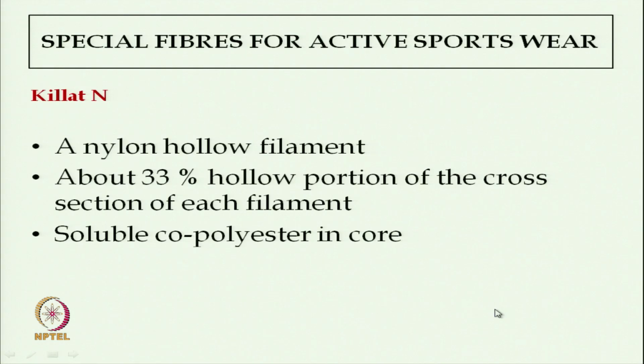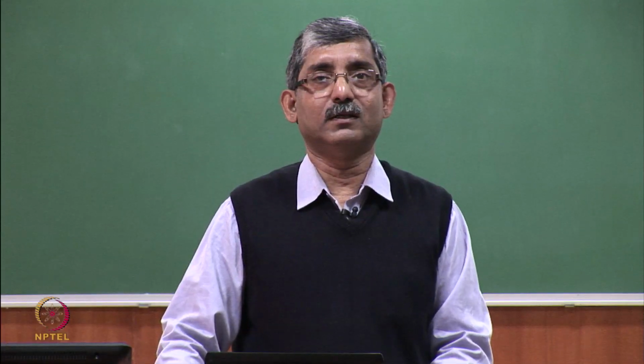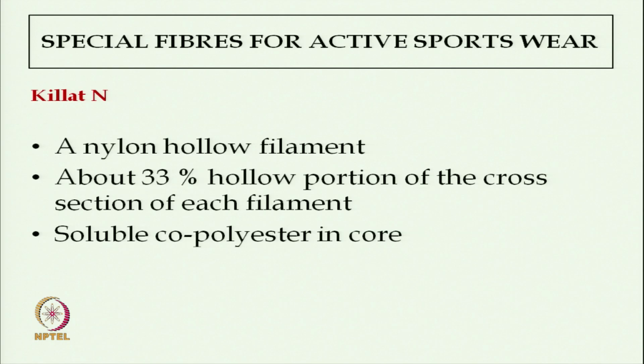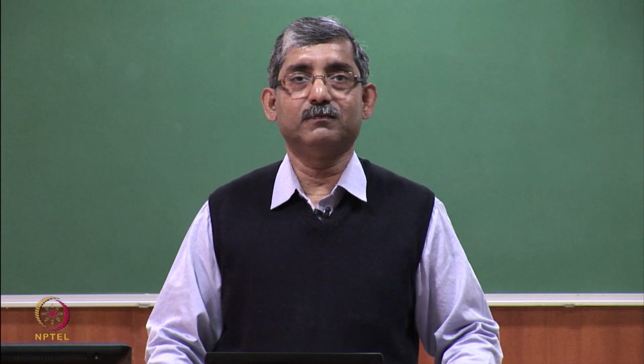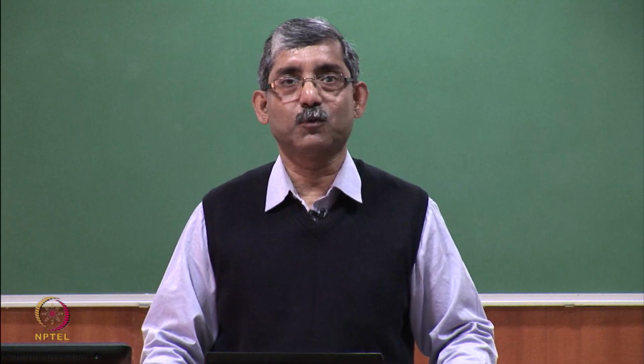Next is Kelat N. This fiber is a nylon hollow filament, with about 33% hollow portion, which is produced using a soluble copolyester in the core. That core will get dissolved, as it is soluble, and then it forms the hollow filament, and this fiber is used for insulating type of sportswear.